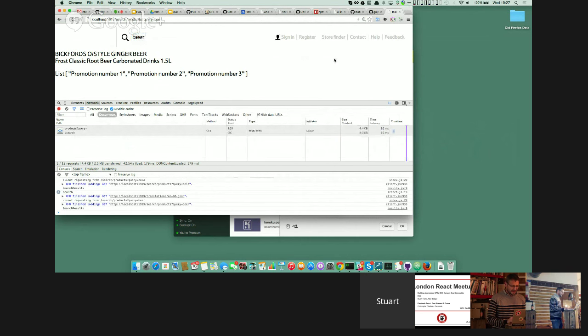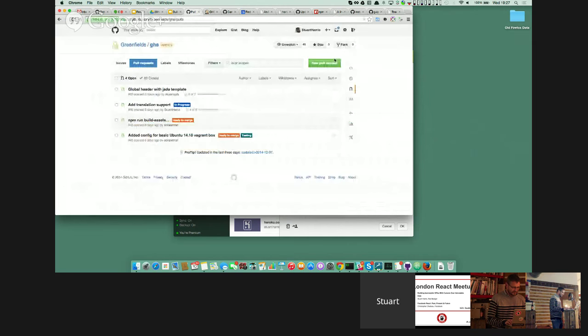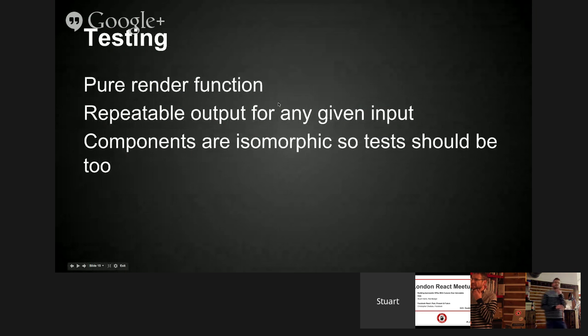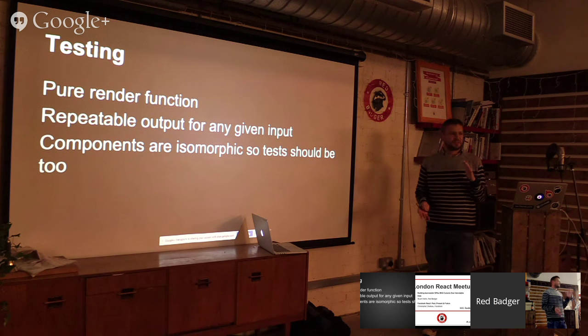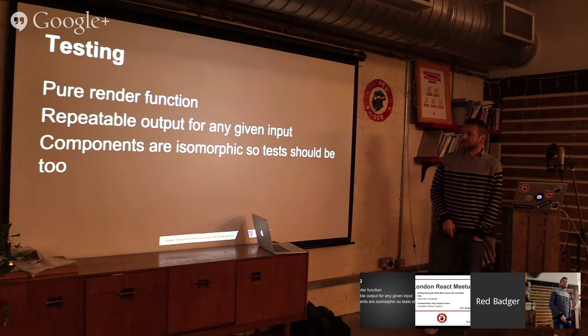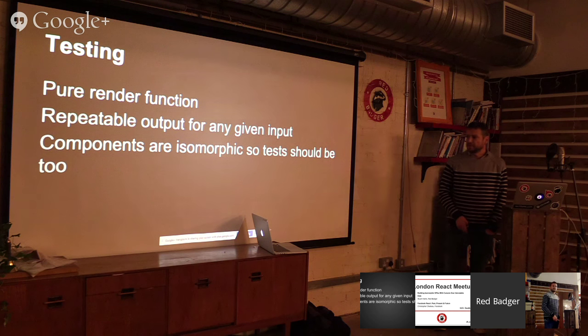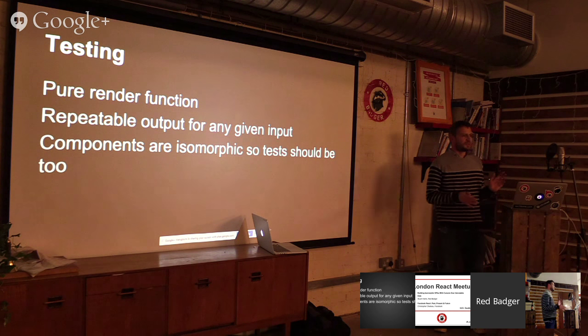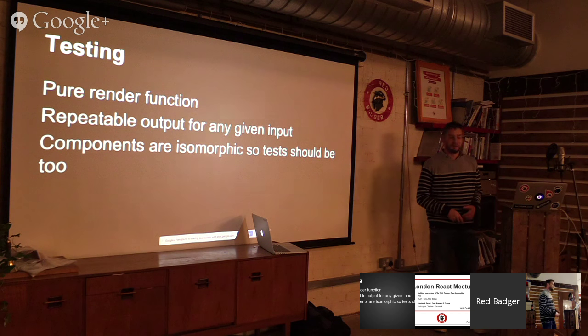I'm very conscious of going over time, so I'm going to wrap up. A quick word on testing. If the render function is pure, it's actually quite easy to test. If you always give it A, you always get B. If you always give it A prime, you always get B prime. There's no side effects anywhere, and it's repeatable for any given input. And because the components are isomorphic, the tests should be too. So we should run them on the server, and we should run them in a browser as well.